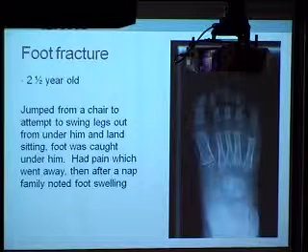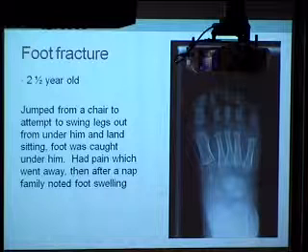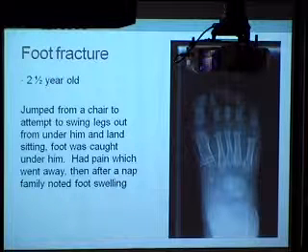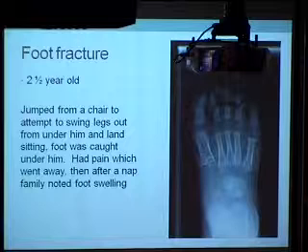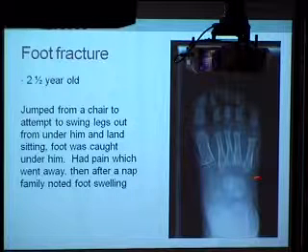Had immediate pain. Mom put him down for a nap. When he woke up, the grandma said, his foot's swollen, we have to take him in. And so here's his fracture here.